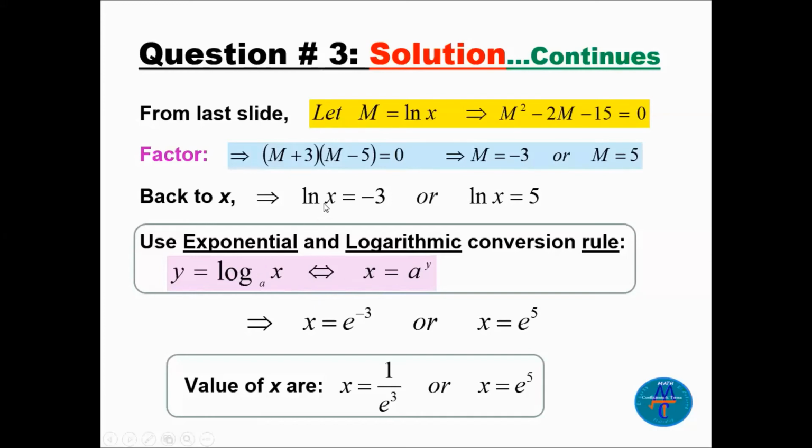This is logarithm base e. So directly I will say x equals e to the power minus 3, and this one, x equals e to the power 5. This one here, negative exponents, also from algebra, equals 1 over e cubed. That is the answer, or x equals e to the power 5. These are the values of x. So there are two values of x in this question: 1 over e cubed, or e to the power 5.